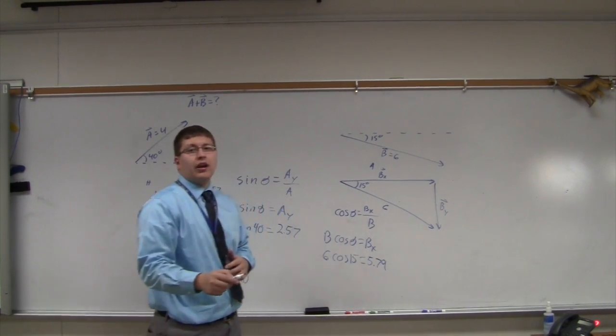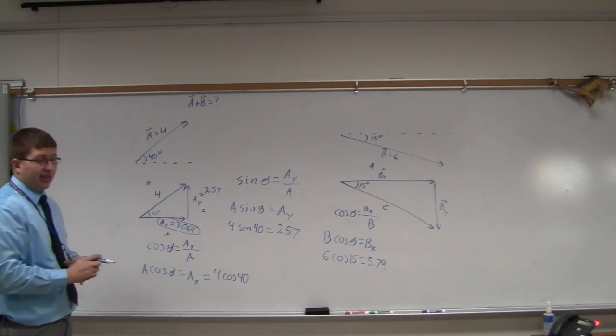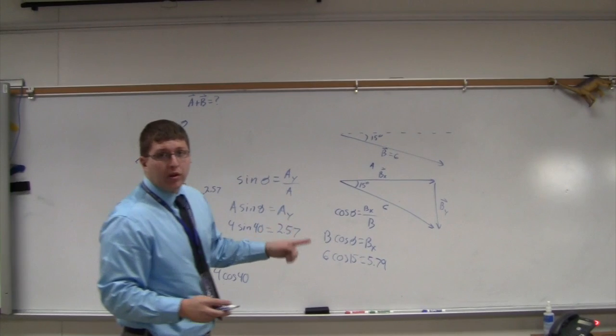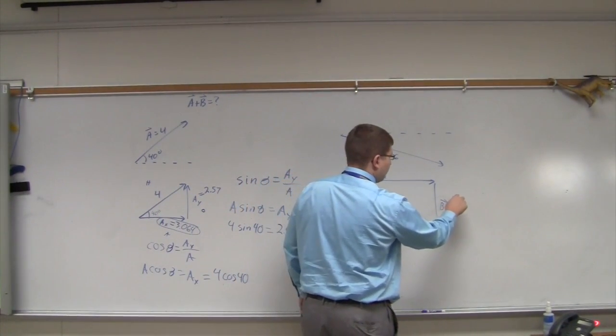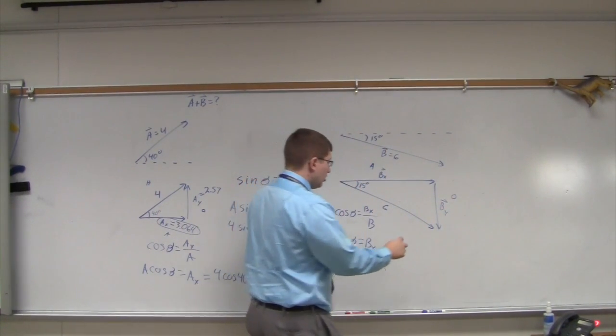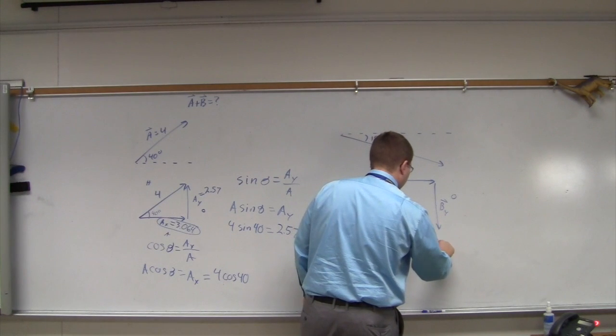Again, please make sure your calculator is in degrees mode when you're doing these, or you'll get them all wrong. The last one then is BY. BY is the opposite side of the triangle, so I'm going to use sine again.